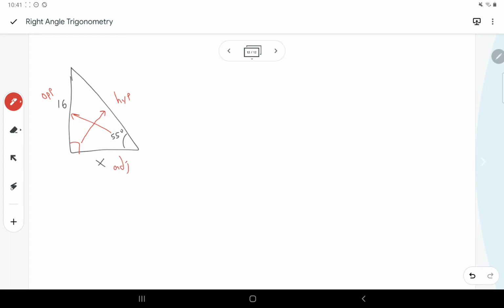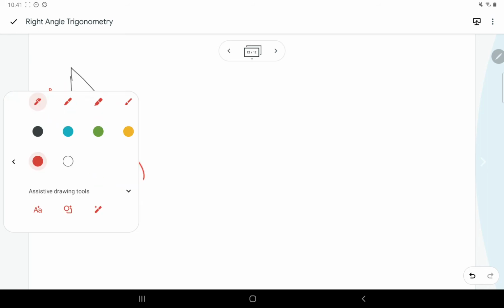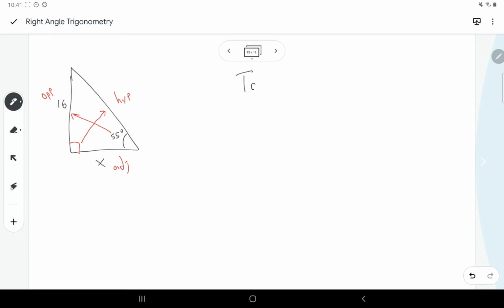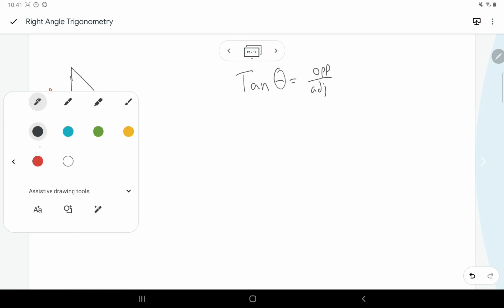I'm starting to skim through these a little bit since we've covered these a lot in the other videos, but this labeling part is still an important step. Okay, so we have the opposite, we need the adjacent, so we'll use tangent. So the tangent of theta equals the opposite over the adjacent, and again I like to write this whole thing down every time so I don't get lost.